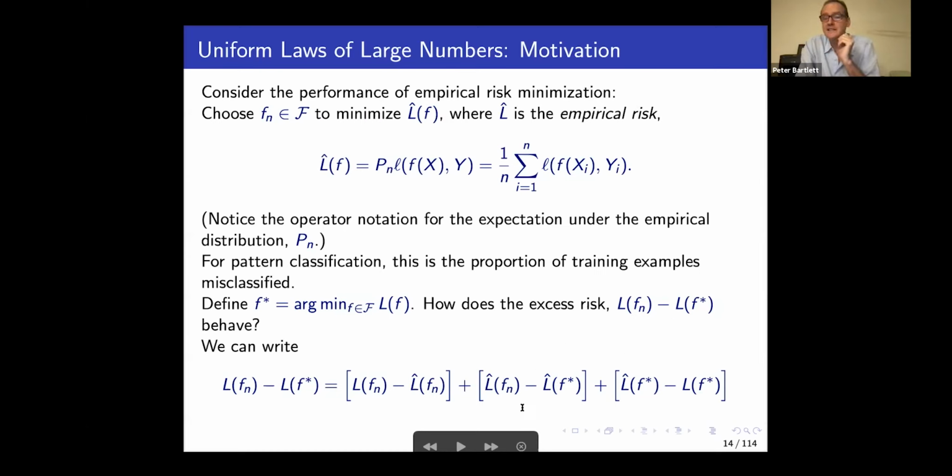Okay, and 2 of these pieces are really very easy to deal with. The easiest one, I guess, is this one when I'm talking about empirical risk minimization, because Fn is the minimizer of the empirical risk. And so in particular, it does at least as well as F star. So this quantity is always no bigger than 0. All right, now let's think about the other 2 terms.